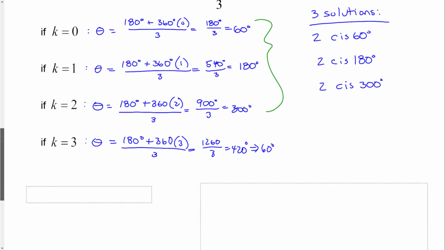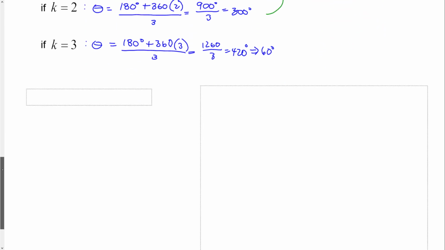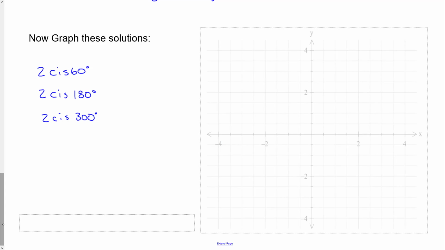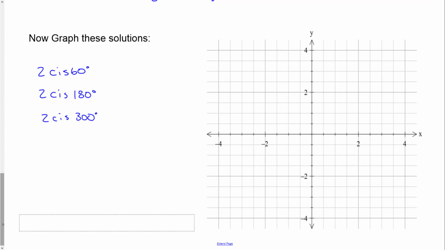Now there's something interesting about this result. Let's graph these solutions. The solutions I had were 2 CIS 60, 2 CIS 180, and 2 CIS 300. So here's a plane to draw them on. They're all radius 2, which means they are all going to be located on a circle of radius 2. So it's really just the angle measure that's changing.